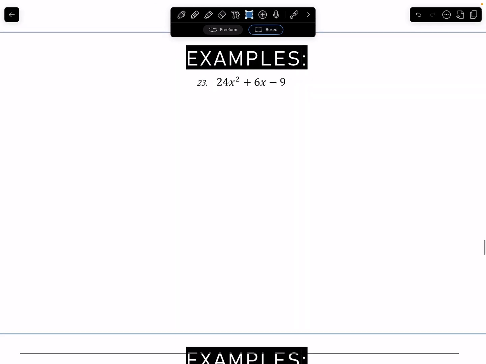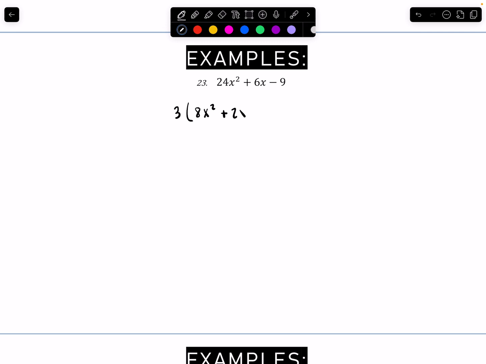Let's look at this guy. So first things first, we want to pull out any common factors. These guys do have common factors. It has a common factor of 3 there. So we're going to pull out that 3. We're left with 8x squared plus 2x minus 3.